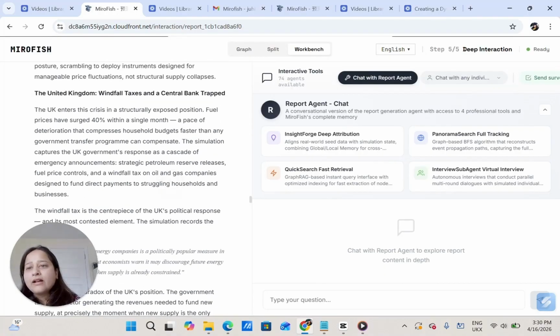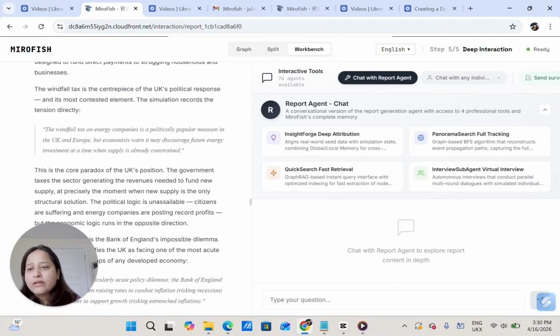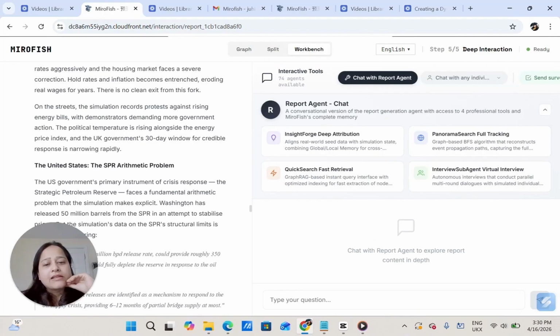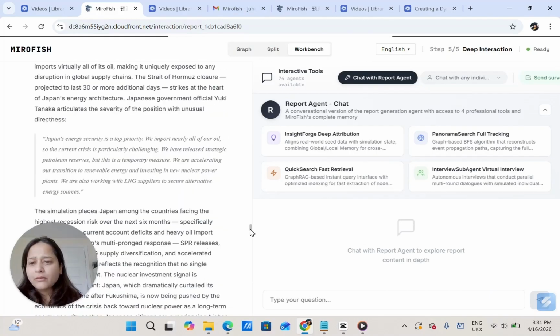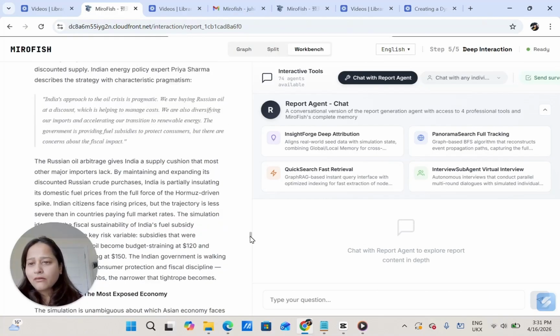And finally, we asked about UK investors. The simulation is clear. Reduce exposure to airlines, shipping, retail, automotive. Increase exposure to energy, defense, renewables, and agriculture. I'm trying to give you a brief about the key points of the report. As you can see, it's a very big report. It's like 30 to, I think, 40 pages.